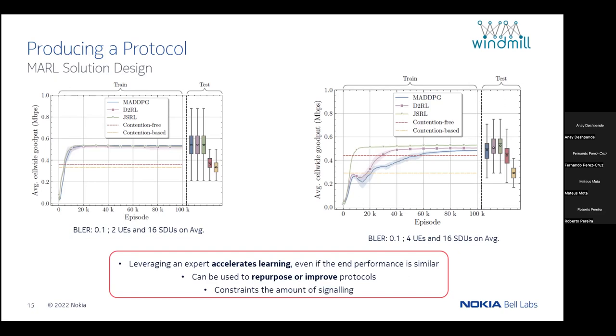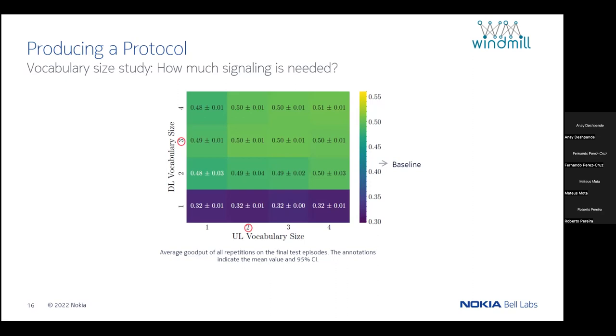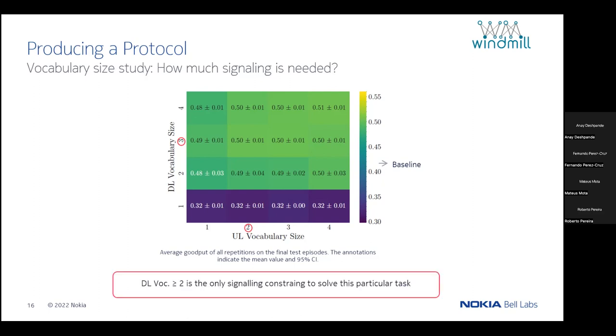However, it has a little bit of a problem because you cannot search in the signaling space, because you are limited by the protocol of the baseline that you use. Okay, so that's a little bit of a problem. And interestingly, if you are using only machine learning or only reinforcement learning, you can search on the vocabulary. So here we are mainly changing the amount of symbols on the control plane, so basically the number of communication actions on the uplink and downlink. And this is more or less where the best baseline has performance. This is the vocabulary of the baseline, so it's 2 and 3. The main conclusion here is that the only constraint is that you need a downlink vocabulary bigger than or equal to 2. So this case here is enough. So you have minimal signaling with good performance here.